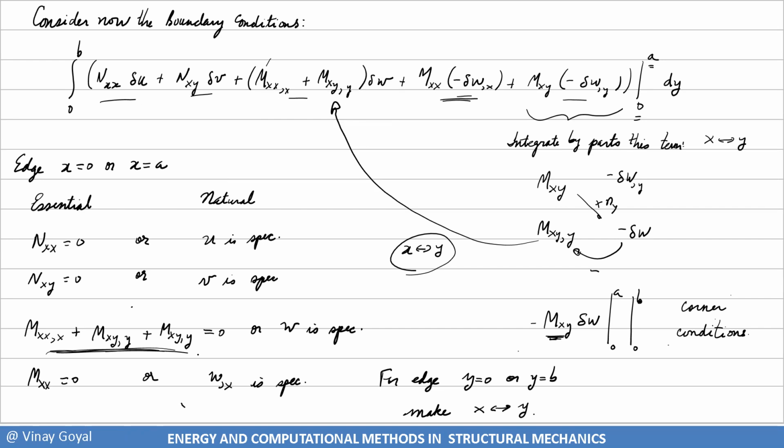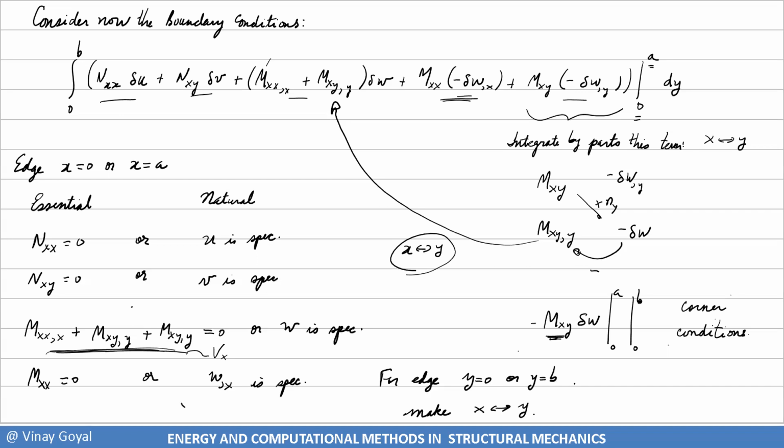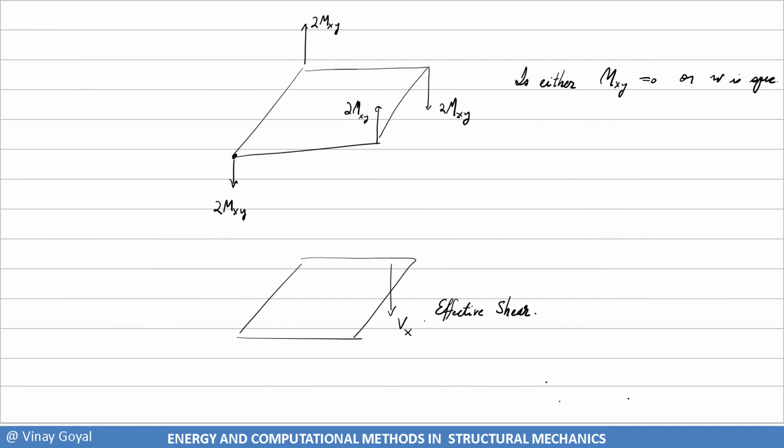This whole thing there is Vx, and that Vx is an effective shear. We call that effective shear. And if you were to apply this Mxy idea, you are also going to get something similar for Vy. You can get that this is your effective shear for that edge.